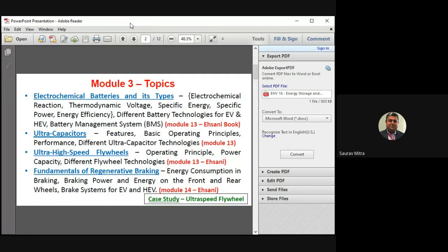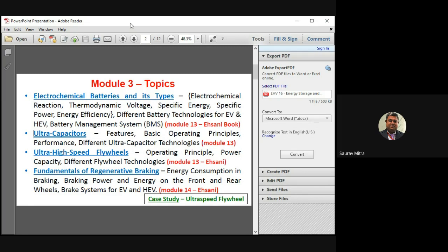Electrochemical reaction, thermodynamic voltage, specific energy. There are a lot of short questions I can prepare from this module. And these first 2-3 lectures will be a little more difficult because it is not pure electronics. It is somewhat like electrochemistry, more chemistry related. I think you have already seen all the equations in your 10th and 12th standard, so we are going to see a little bit of that today.